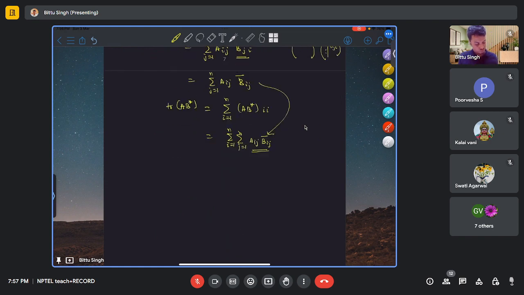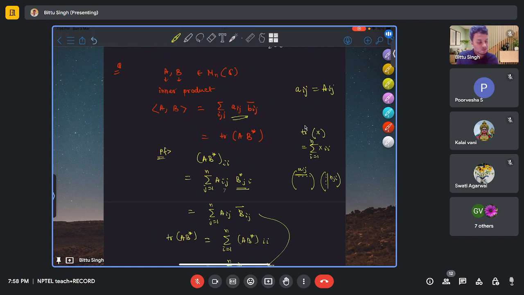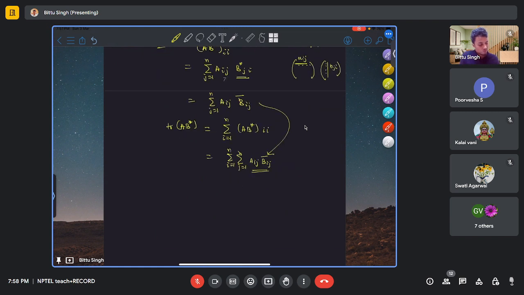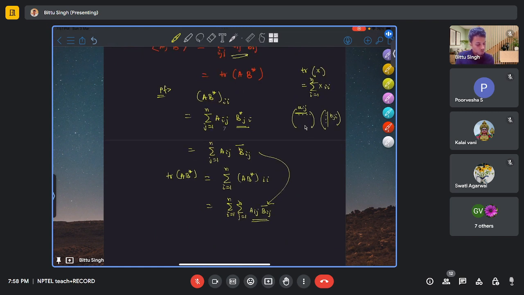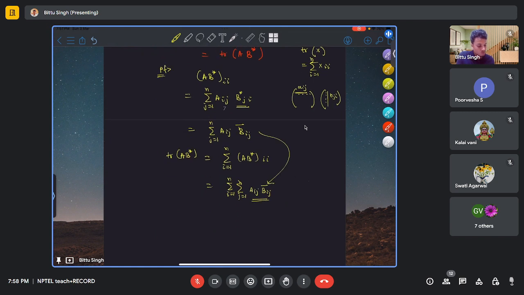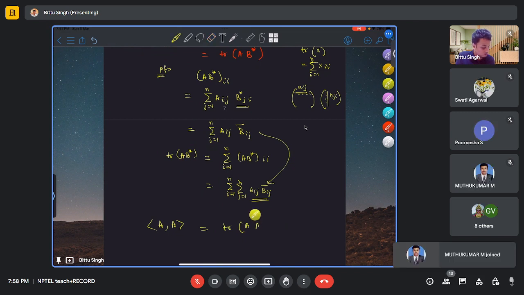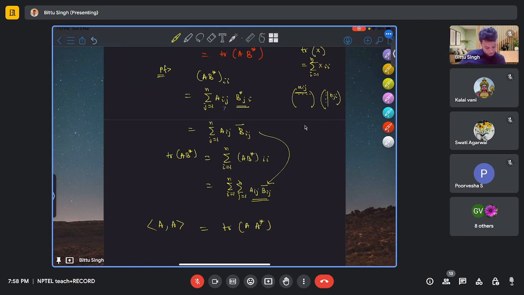All right, so from here it is clear that trace of A times B star is an inner product. You can also check it directly, because from the definition it is clear that linearity will hold. If you take the inner product of A with itself, it will be trace of A times A star, and it is non-negative. From this you can check all those properties.